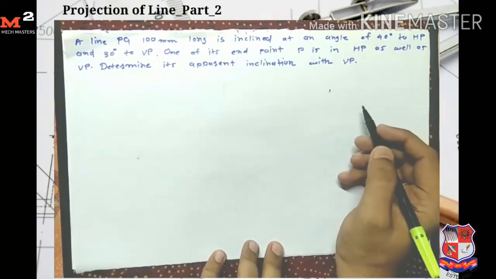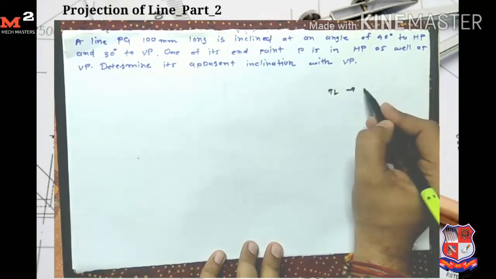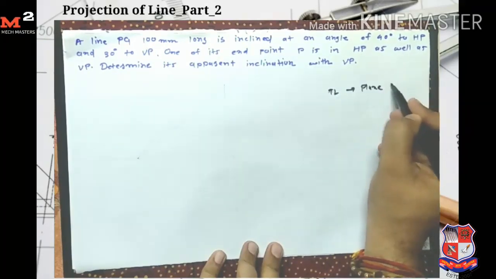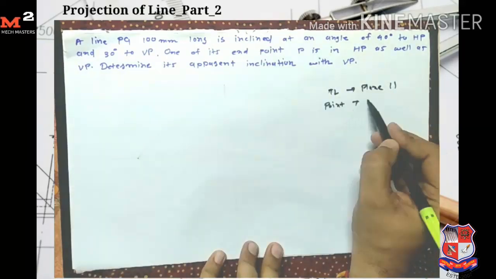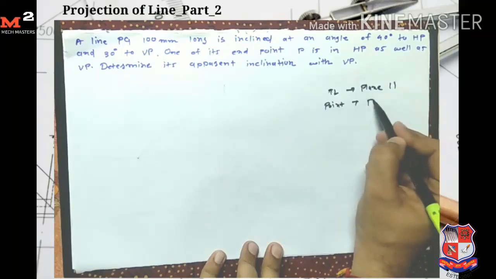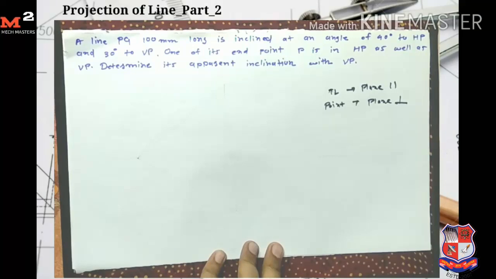The conclusion of the last lecture is that we get the true length of the line on the plane which is parallel to the line. For example, if the line is parallel to HP, then we get its true length on the horizontal plane. If the line is parallel to the vertical plane, then we get the true length on the vertical plane. If the line is perpendicular to HP, then we get a single point for the line on the horizontal plane. So we get the point for the line on the plane which is perpendicular to the line.